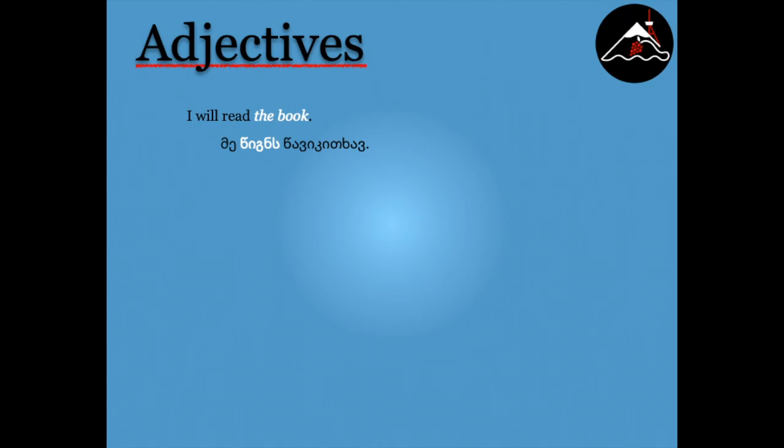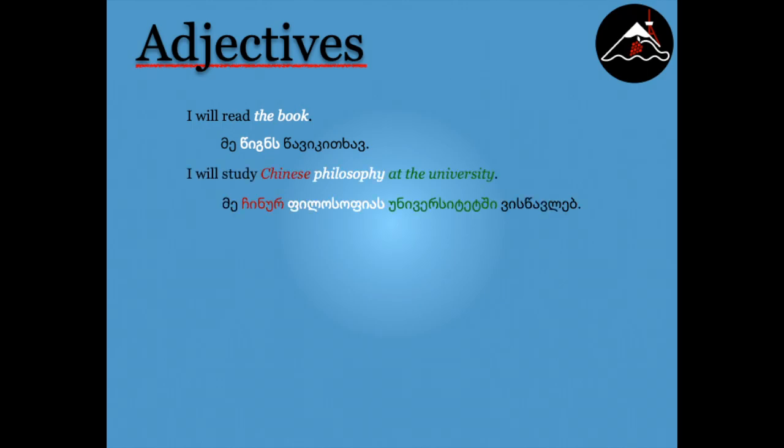Notice how the object, book, or tigni, is still in the dative case. To say, I will study Chinese philosophy at the university, you would say, Me chinur philosopias universitetshi vistsavleb. We will eat a large pizza would be Tren did pizzas shevchamt.